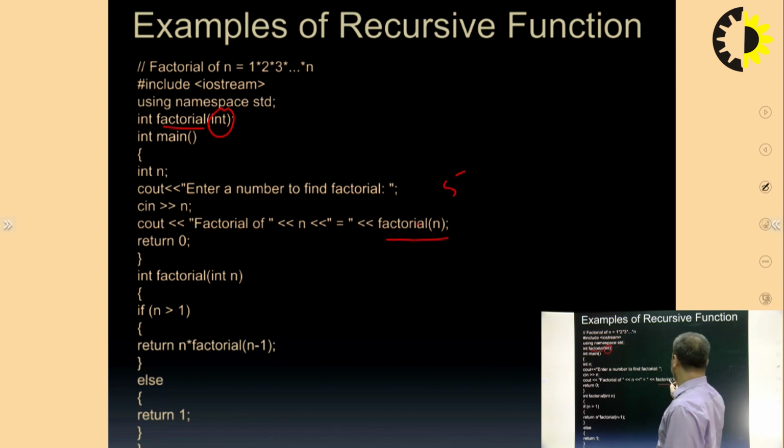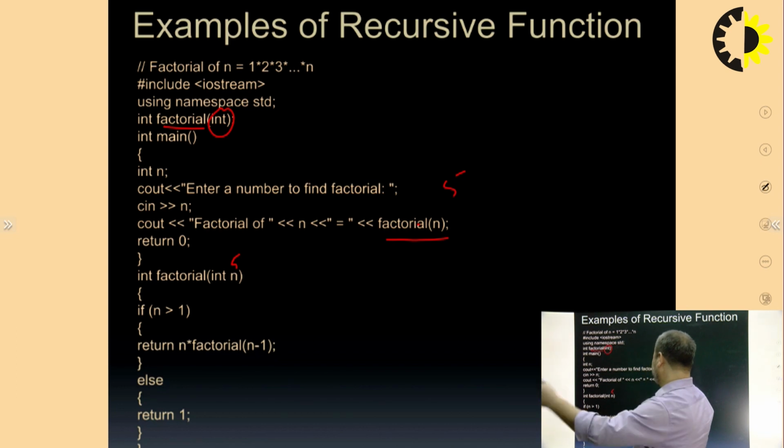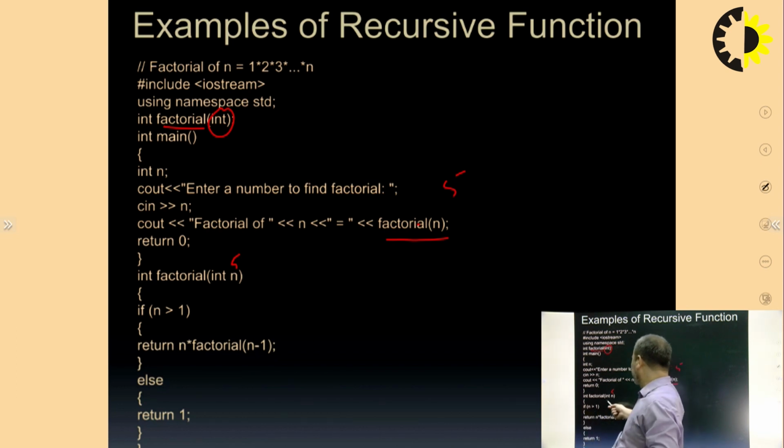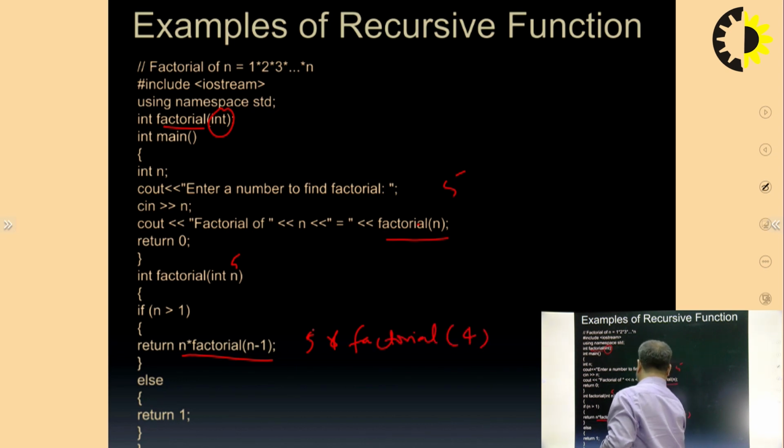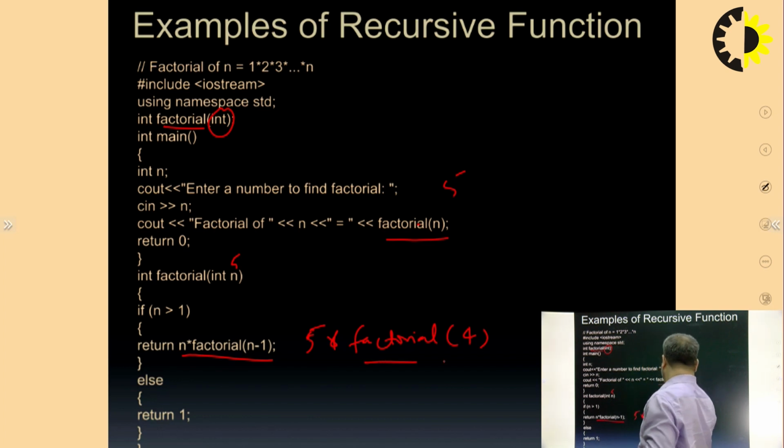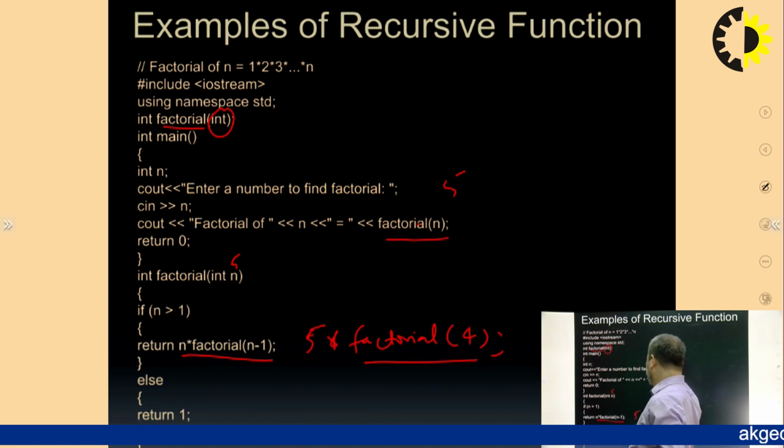Suppose you enter a number to find factorial, say 5. So n becomes 5, and you call factorial 5. It goes here, and n becomes 5. If n is greater than 1, yes, this is greater than 1. Sorry, if n is greater than 1, it returns n into factorial n minus 1, meaning 5 into factorial 4. Again, for factorial 4, the same definition will get executed again.